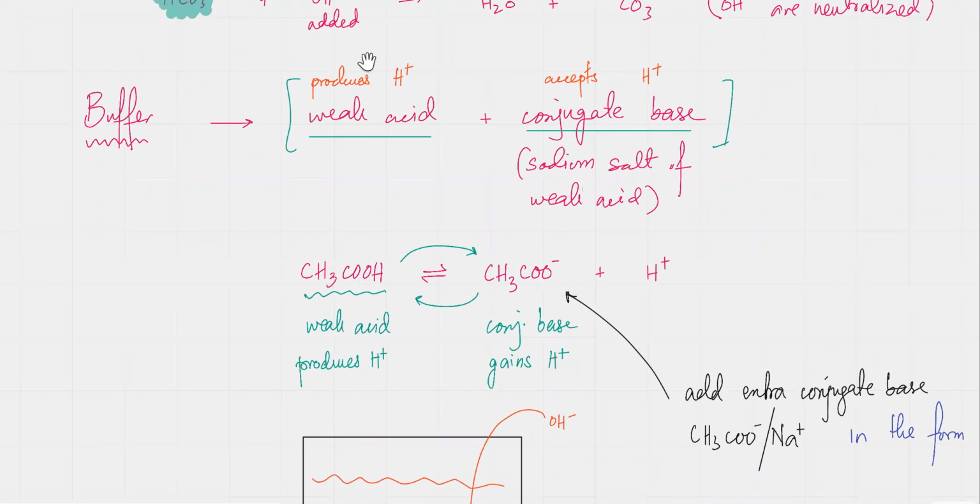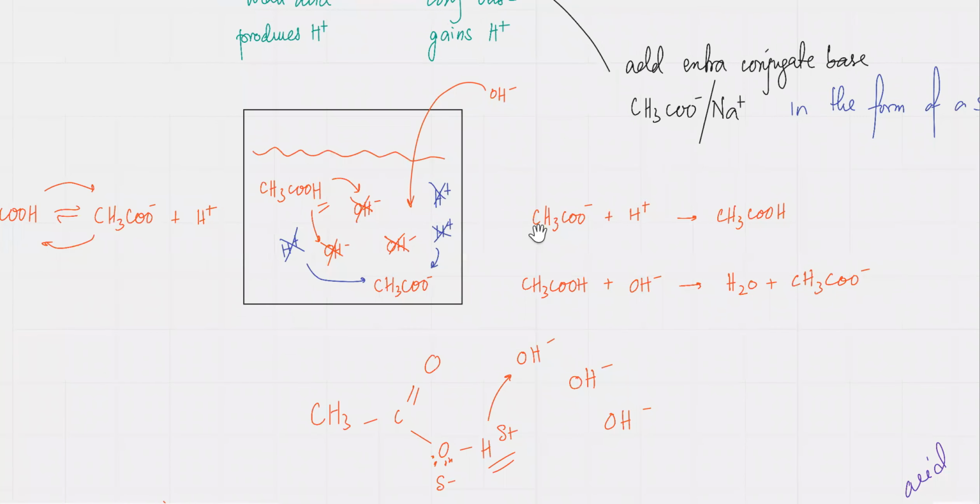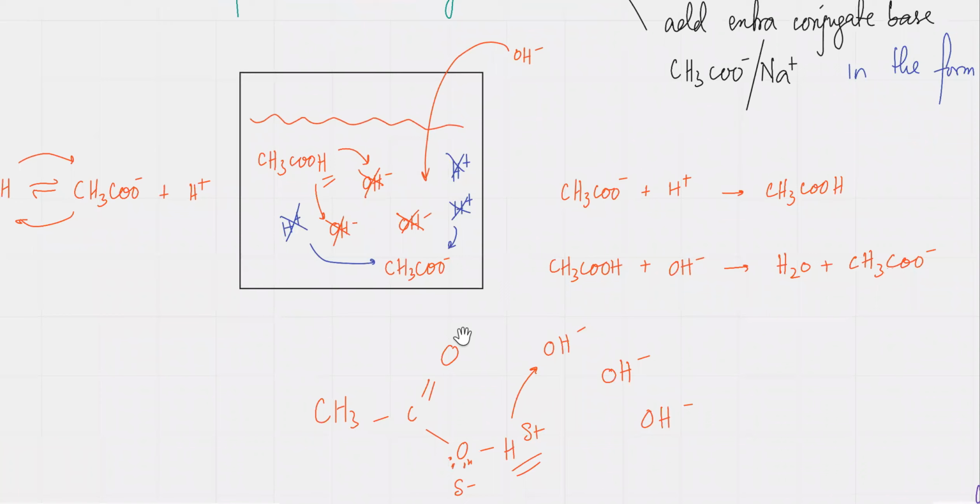The purpose of the weak acid is that it produces H plus one ions when needed, and the purpose of the conjugate base is that it accepts H plus one when that's needed. So for example, you have a solution that has ethanoic acid, and the same solution contains ethanoate ions. So both ethanoic acid, the weak acid, and its conjugate base must be present.